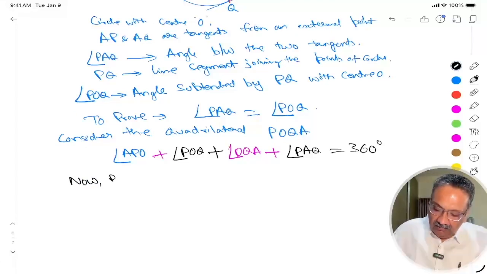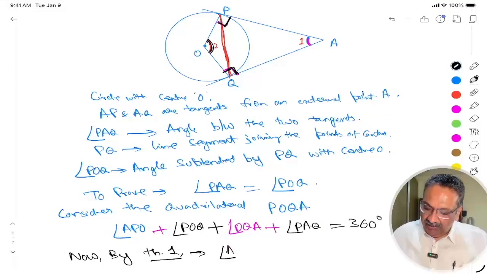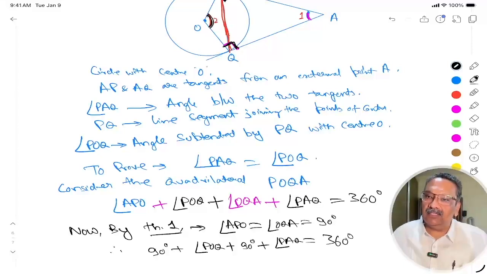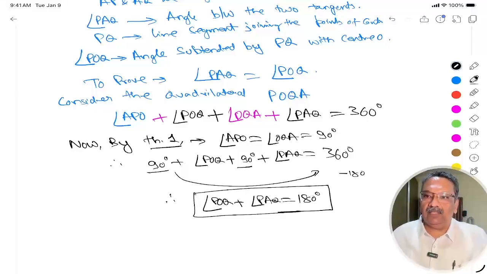Now by theorem 1 we know that, what does theorem 1 say? The radius of a circle is perpendicular to the tangent at the point of contact. So by theorem 1 we have that these angles are 90 degrees. That is, angle APO is equal to angle OQA is equal to 90 degrees. Therefore we have angle APO is 90 degrees plus angle POQ plus angle OQA is 90 degrees plus angle PAQ is equal to 360 degrees. So 90 plus 90 is 180. If it goes to that side, it becomes minus 180 degrees. Therefore we have angle POQ plus angle PAQ is equal to 180 degrees. That is, these two angles are supplementary to each other.